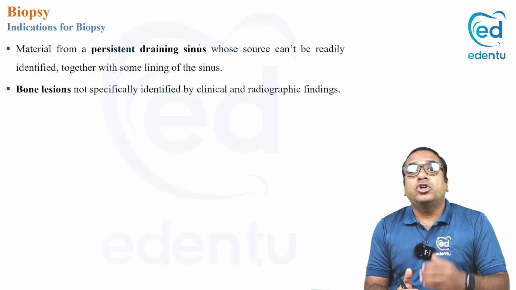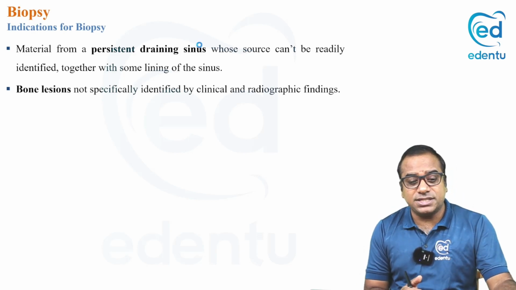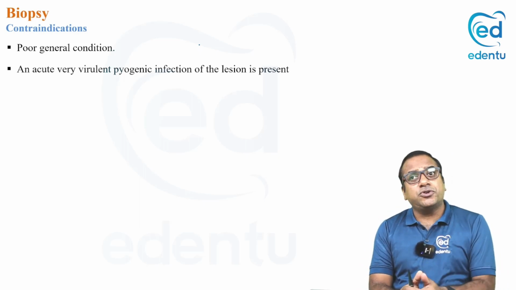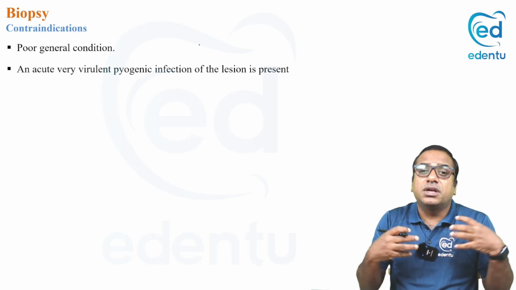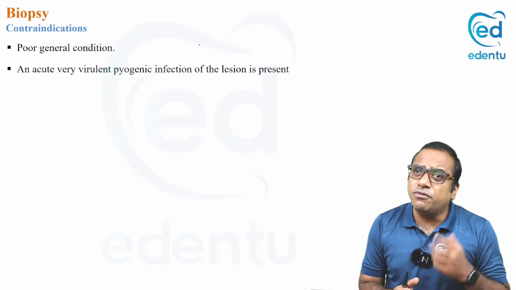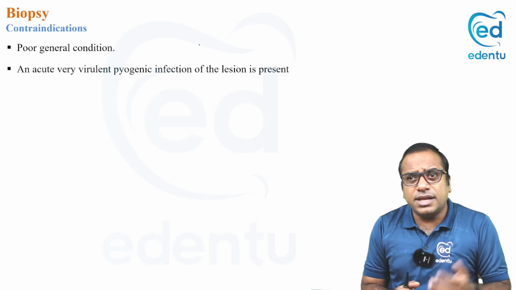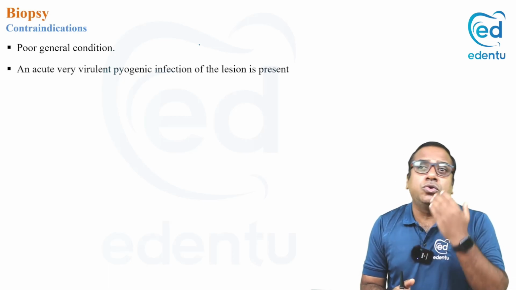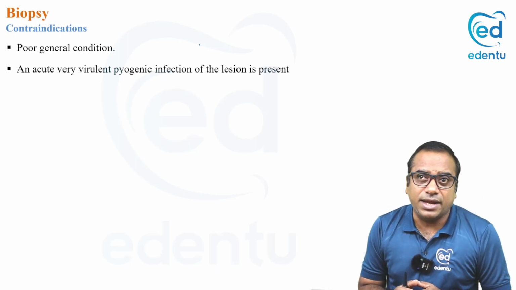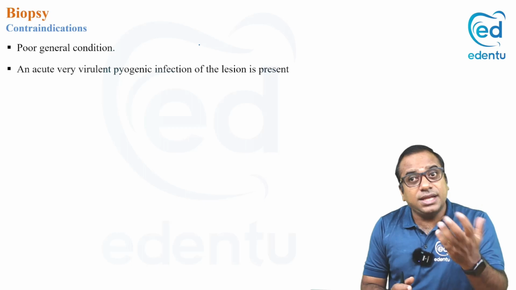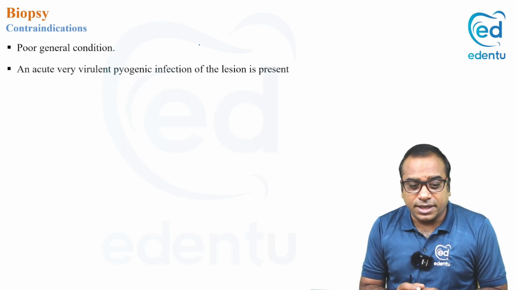So now coming to the contraindications, that means when we should not do biopsy. First and foremost, biopsy should not be done in a patient who has a very poor general condition, very weak, anemic, less weight, looking very pale. So definitely wherever you do the biopsy, healing will not be fine. Or if there is diabetes, in the incisions you are going to put, healing will be difficult over there.